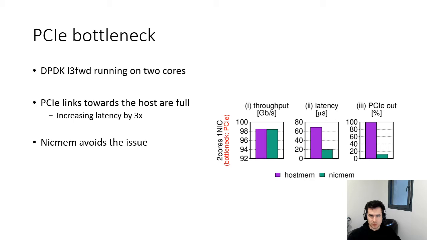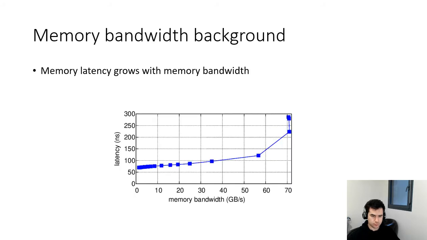Now, to observe a PCIe bottleneck, we run DPDK layer 3 forwarding on two cores and load it with 100 gigabits again. Both Nicmem and hostmem achieve line rate, but we observe a spike in hostmem processing latency. When digging deeper, we discover that PCI traffic towards the host is at capacity, and this stalls packet processing and increases latency. Nicmem avoids this issue because it transfers only packet headers over PCI.